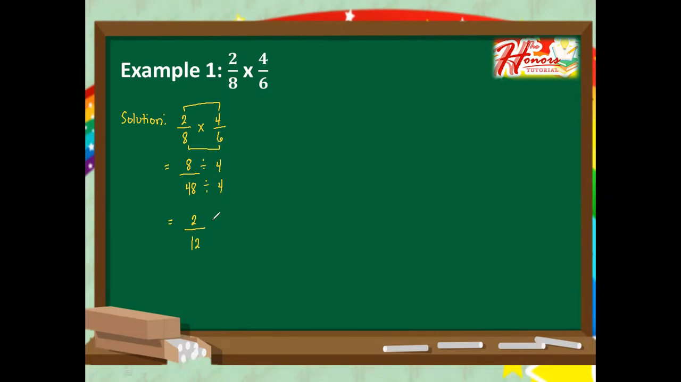This is not the final answer because there's still a number that can divide the numerator and denominator at the same time without remainder, and that is 2. So 2 divided by 2, that's 1. 12 divided by 2, that's 6. So the answer here is 1 over 6, but let me show you the second way of solving it.